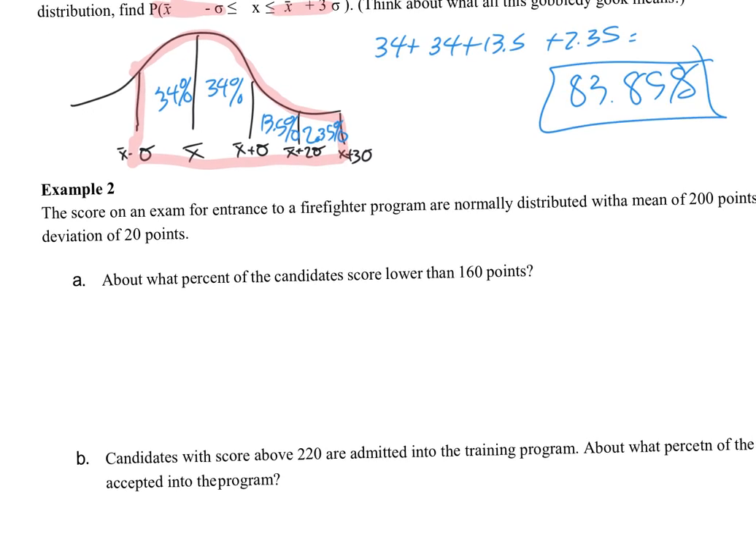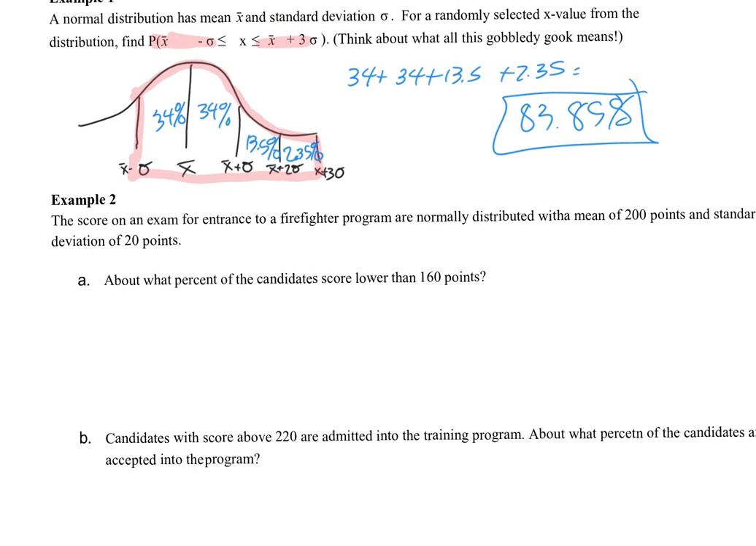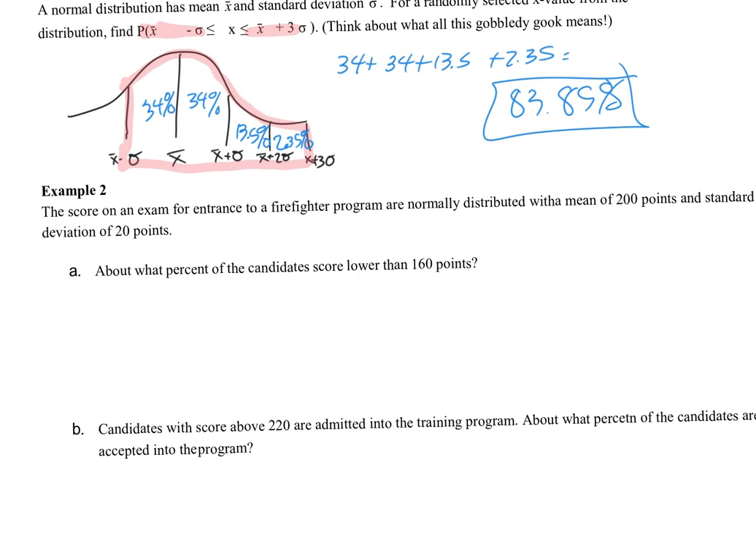All right. Example 2. The scores of an exam for an entrance to a firefighter program are normally distributed. Okay, voila, it fits this curve then. With a mean of 200 points and a standard deviation of 20 points. Okay, so we could actually make a little chart here if we wanted to. I'm not going to do the whole bell curve thing. I'm just going to do this.